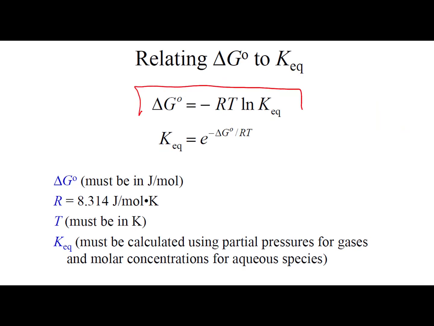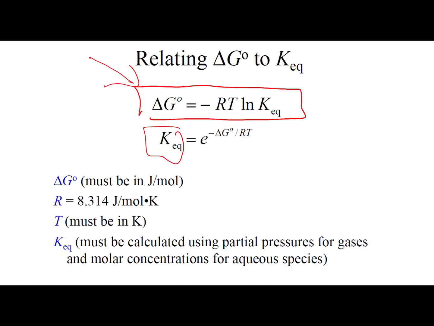Now we're going to relate delta G to KEQ. This first equation right here has always been given on the formula sheet for the College Board exam, and it can be used to solve for everything except KEQ. It's basically used to solve for delta G, perhaps. The second equation is basically the same as the first, just rearranged. And this is the one that you'll use to solve for KEQ.